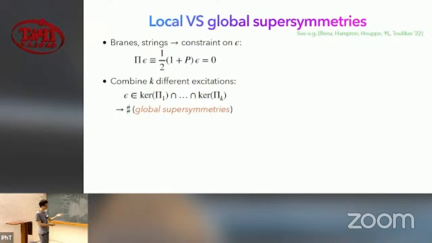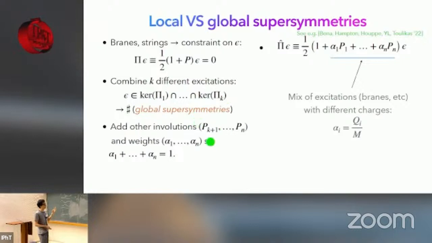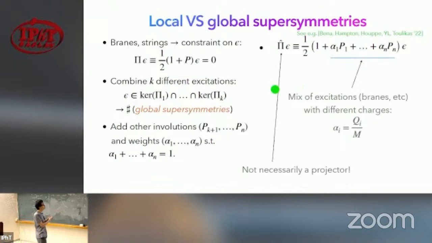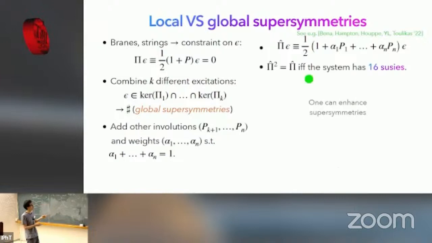Now, you can think about adding other kinds of involutions associated to other excitations and consider weights such that alpha 1 plus ... plus alpha n equals 1. And now consider this operator, pi hat. So this pi hat should be understood as a mix of excitations with different charges. So the alpha i's, they are the charge to mass ratio, where m is the total mass of the entire set. This pi hat, this operator, is not necessarily a projector. And it turns out that pi hat is a projector if and only if the system has 16 supersymmetries. So by this way of thinking, we can enhance the supersymmetries.